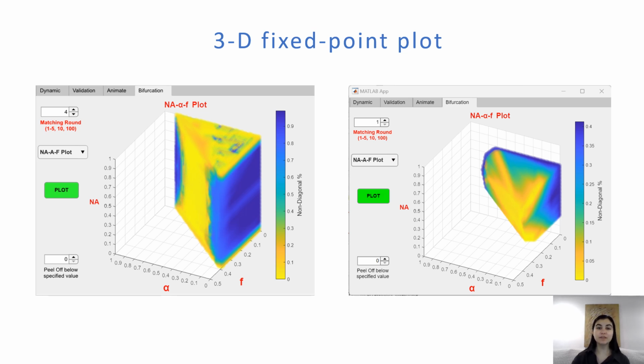We discover in this model that there appears to be a line here beyond which no fixed point is possible. As we decrease the number of matching rounds, this three-dimensional prism gradually shrinks towards a point where NA is 0.5, alpha is 0, and F is 0.